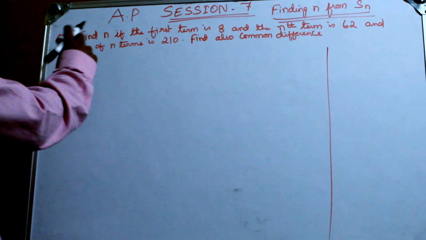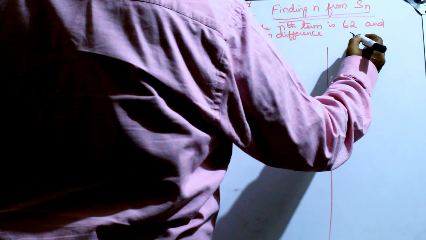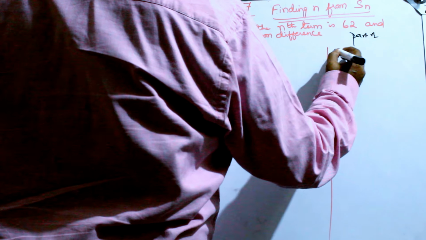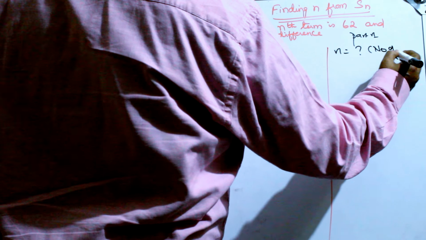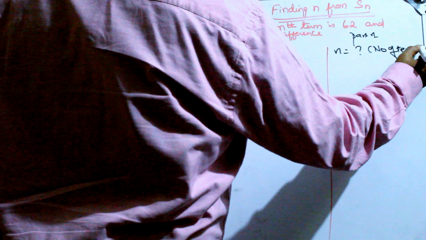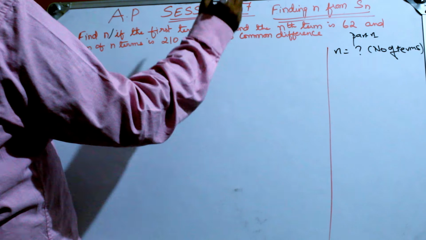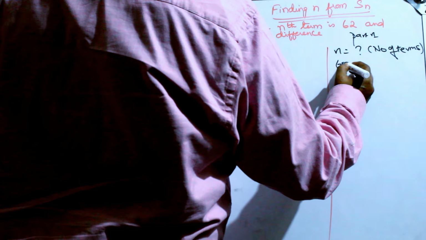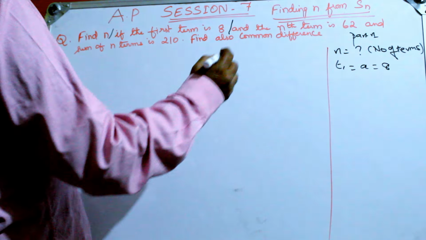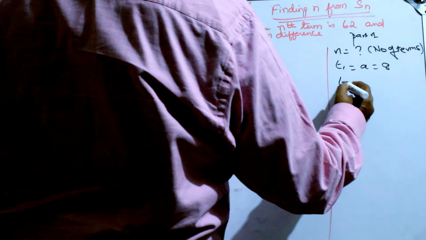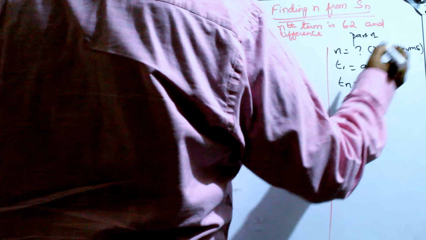So look, this sum: find n. Again, we can call this part 1. Put n equal to question mark. N, remember, means number of terms. Terms is question mark. First term is 8. So the first term is called T1, or A, is 8. Nth term is 62. Tn is also the last term, which is actually 62.